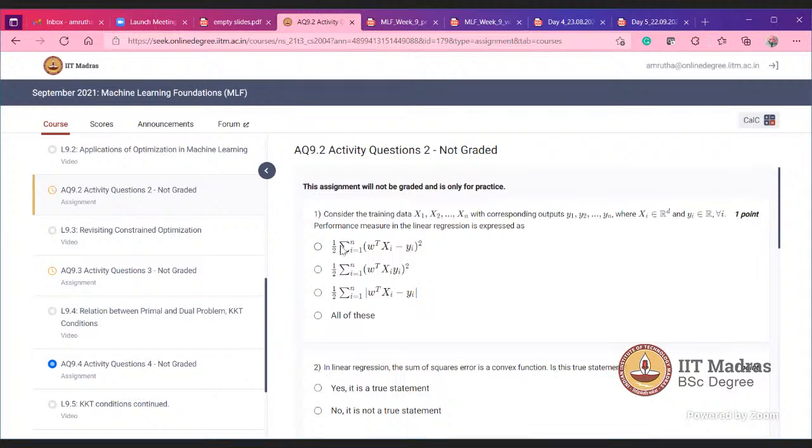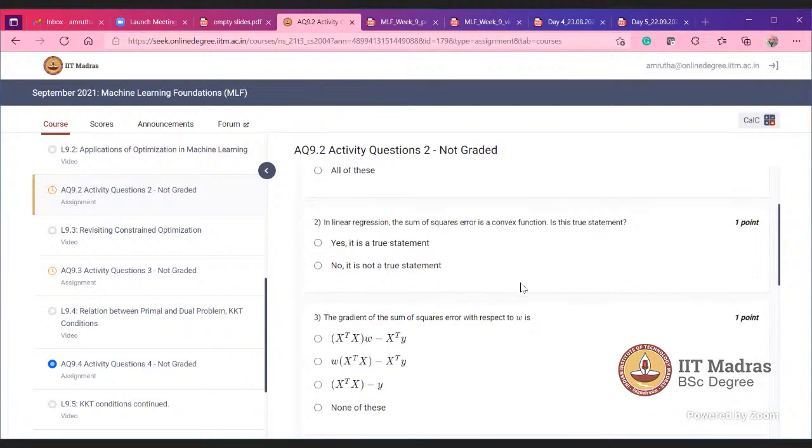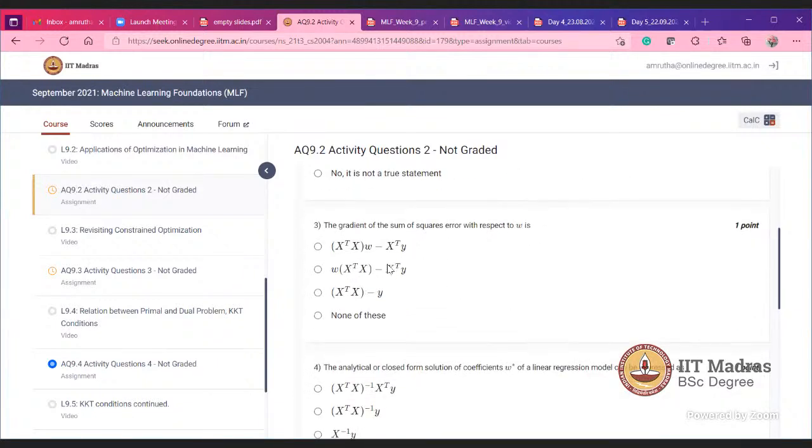When we go for deriving that loss function, this half gets cancelled when you take the derivative. So for mathematical convenience, we have this half. The second is, in linear regression, our sum of squares is a convex function. We have a proof also: W transpose X minus Y, we have that function, and at that time we get a composition of a convex function with a linear function. So it is a true statement.